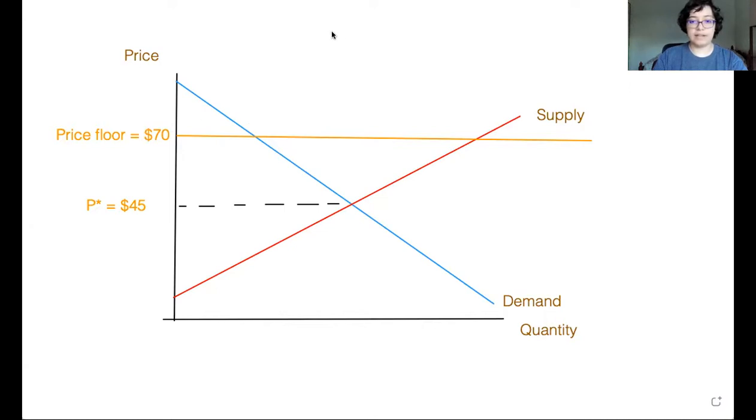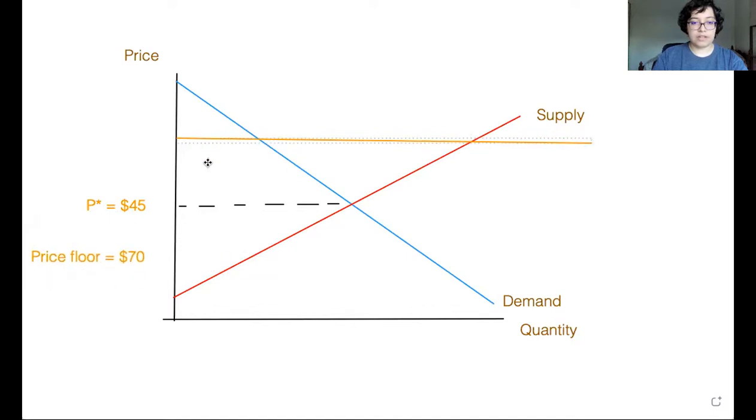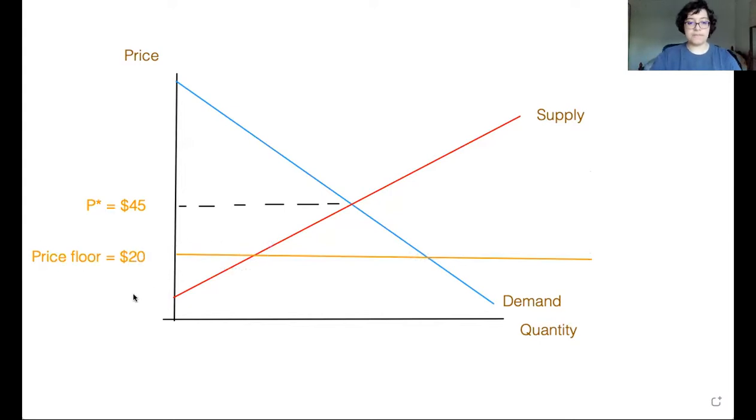So this is a binding price floor, which means the prevailing price is going to be $70. If, for instance, this price floor was actually down here, and instead of 70, it was 20, this price floor is going to be non-binding. The reason for that is it's setting a minimum price of 20, but the price in the market is already 45. So this is not affecting the market equilibrium. It's as if there wasn't a price floor at all. The market is going to continue in equilibrium because this is a non-binding price floor.